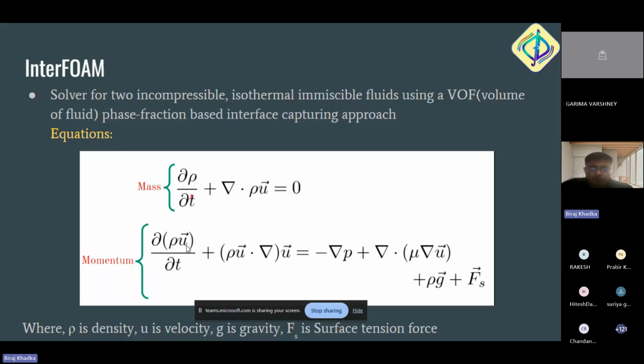Here rho represents the density, u is the velocity, g is gravity acting downwards, and fs is the surface tension force between the two fluids.